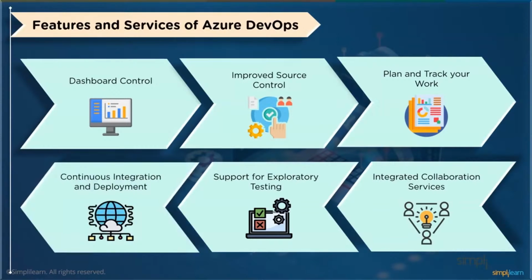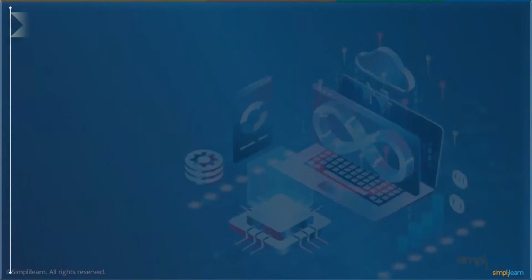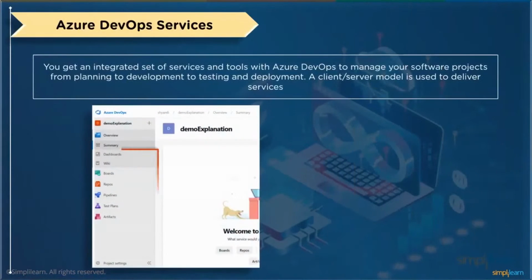And at last comes continuous integration and deployment. Many developers use CI/CD, and Azure DevOps makes it so easy to do so. Developers may automate various design activities with Azure pipelines, including defining and building association steps, writing test instructions, and managing simultaneous releases. Well, this brings us to Azure DevOps Services.